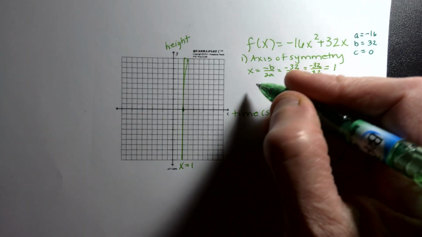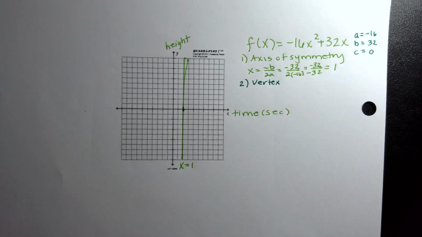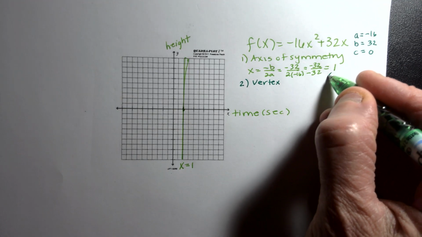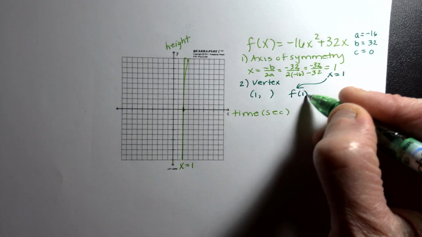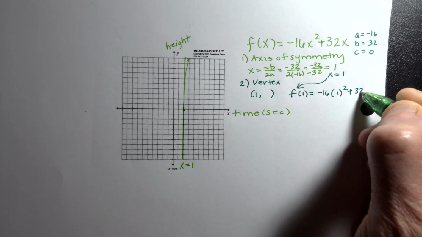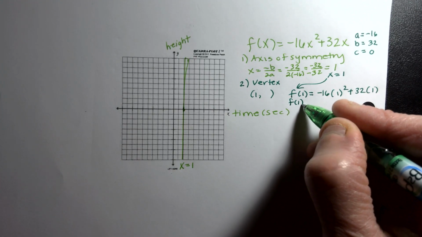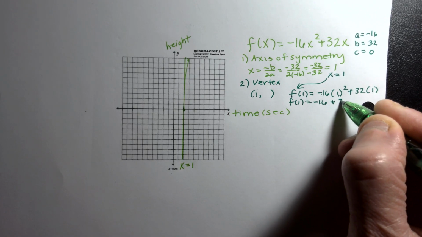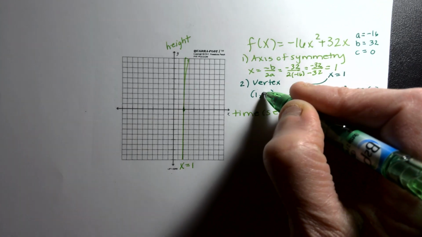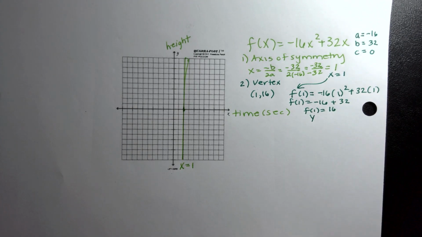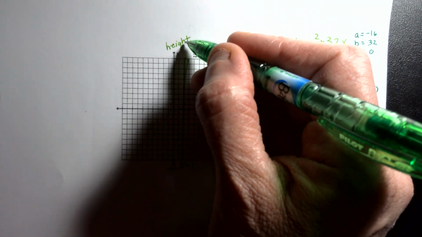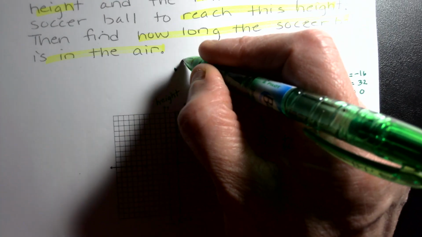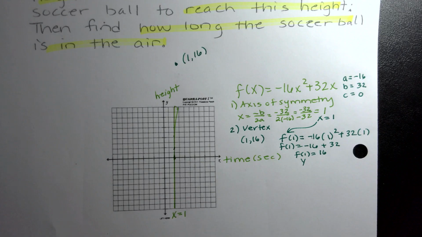Now, what's the next thing we did on the other page? Vertex. That's going to tell us everything. Once we get the vertex, we are set. So x is 1 right here. I put that into my vertex and find the y. I just have to plug it in. f of 1 equals negative 16 times 1 squared plus 32 times 1. 1 squared is 1, times negative 16, plus 32. f of 1 equals 16. That's your y, isn't it? So I'm going to go by 2's up here: 2, 4, 6, 8, 10, 12, 14, 16. I'm still off the graph. 1, 16. Okay.